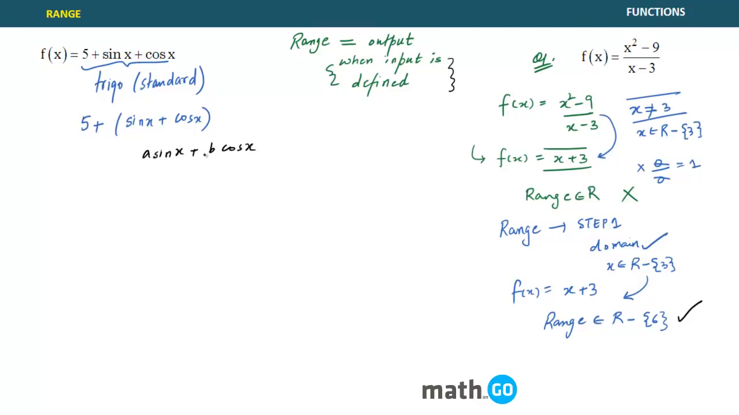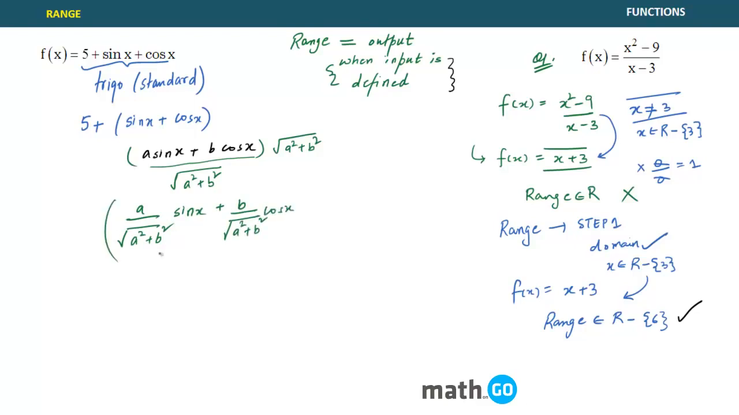Now some people would have actually got this. How do you solve this? Finding the maximum and minimum value of this. Remember, we did it in basic trigonometry. What you have to do is multiply and divide this by under root a square plus b square. And if I split this, writing it like this, a upon under root a square plus b square sin x plus b upon under root a square plus b square cos x, right?